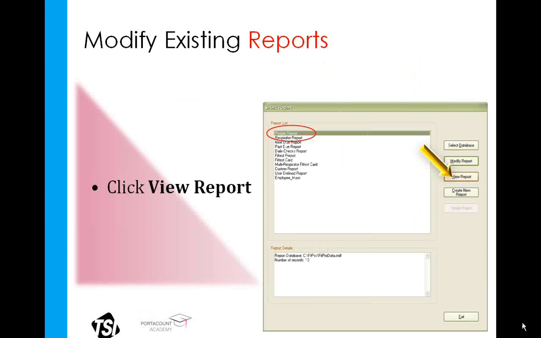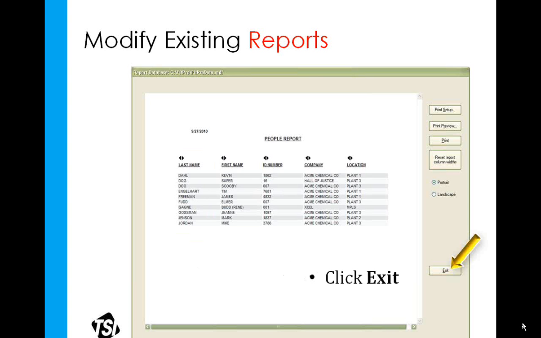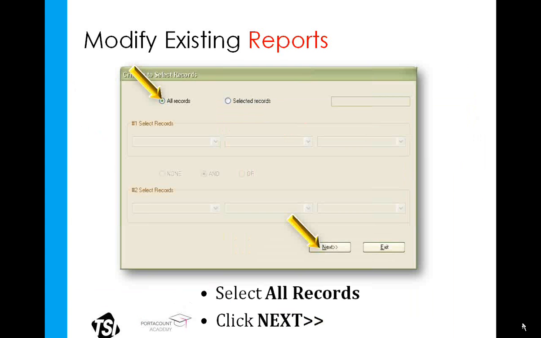We can now select View Report again to see how this report will look. And we see that we are sorted again by the person's last name, and we only have those records with the last names beginning at D and ending at J. So click Exit, and we're going to reset this people report. Again, we're going to make sure the people report is still selected, and now we're going to click on Modify Report again. But this time, we're just going to click on All Records, and we're going to see the fields below become grayed out. After that, we're going to click on Next.